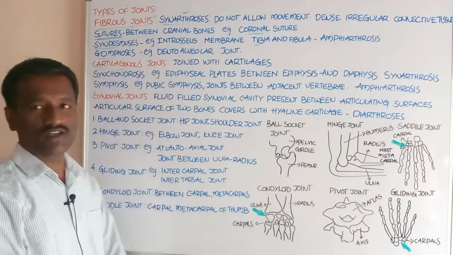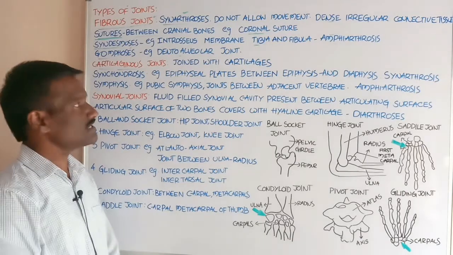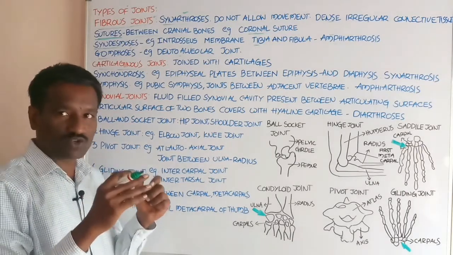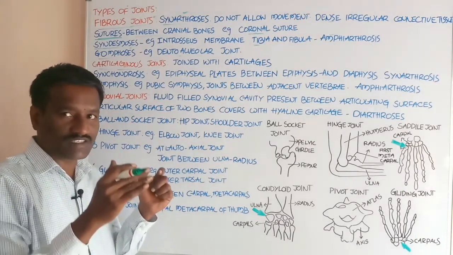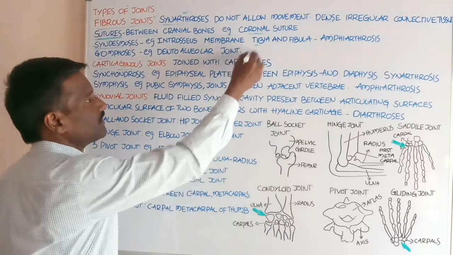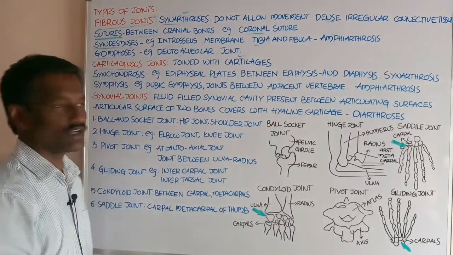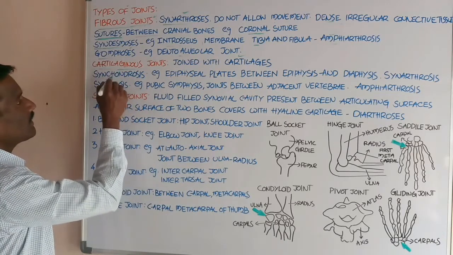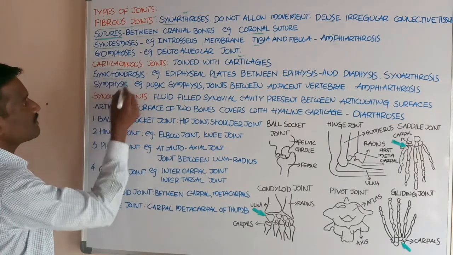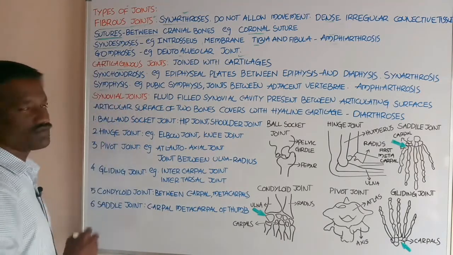What about cartilaginous joints? These are joints where two bones are joined with the help of cartilages. These are divided into two types. First one is synchondrosis, second one is symphysis.